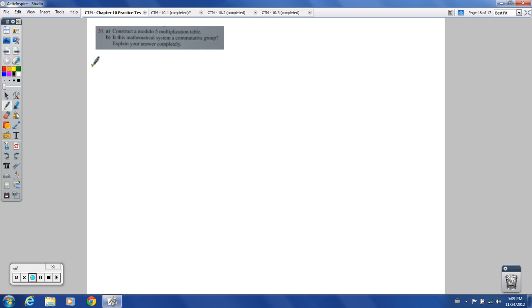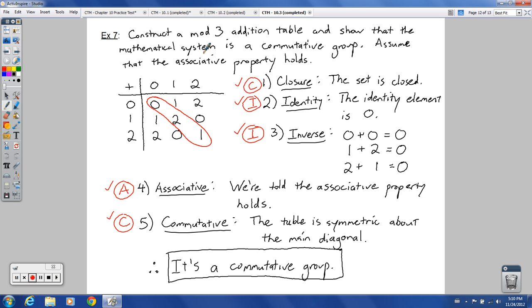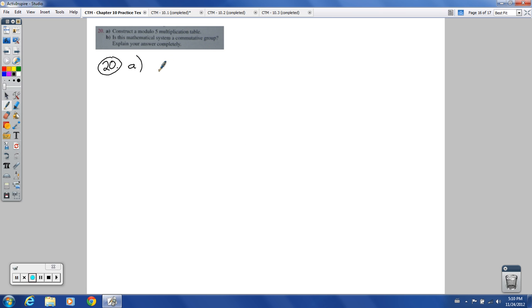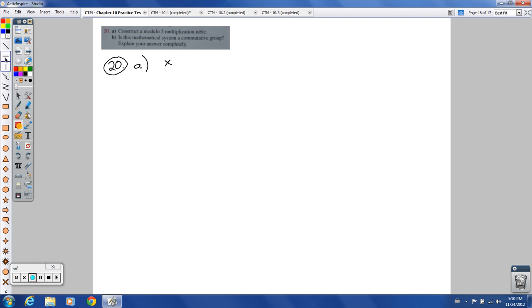And then number 20, a modulo 5 multiplication table, first of all, for part A. So what does that look like? If you need a refresher, you can go back to 10.3. We did a mod 3 addition table in the notes there, but now we're going to do a mod 5 addition table. So we check all the digits 0 through 4 instead of 0 through 2, since we're doing mod 5 instead of mod 3. And we'll have a multiplication table as well. So I'm going to put an X instead of a dot, and I will make some nice straight lines. Might as well use the line tool if I've got it.